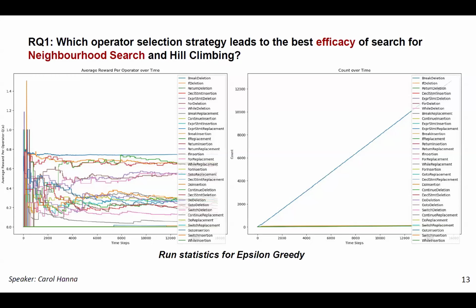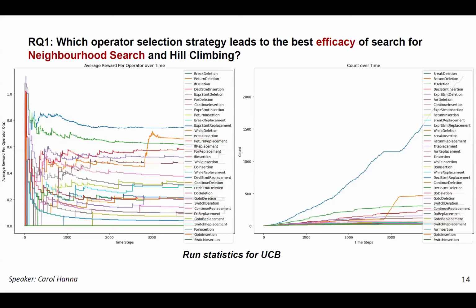So if that operator continues to give you good rewards, it's going to continue to be chosen. And that's why on the right-hand side, we can see that the break deletion has that linear distribution. It's always getting chosen. And the other operators are not, because there are so many, and it's a 20% chance of them being selected uniformly at random. So you can see how that would make their probability of selection very low. The UCB now performs a little bit better.